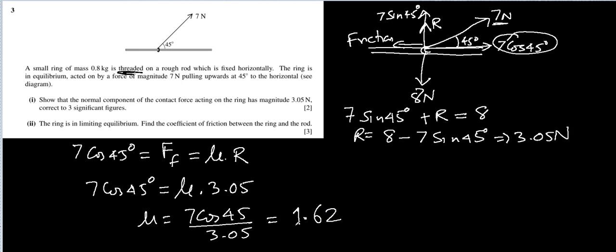1.62, which is against our knowledge that the coefficient of friction is between 0 and 1. It is much more than 1. It is so because it has not reached the point of motion yet. That's why it is giving us such a big value for the coefficient of friction.